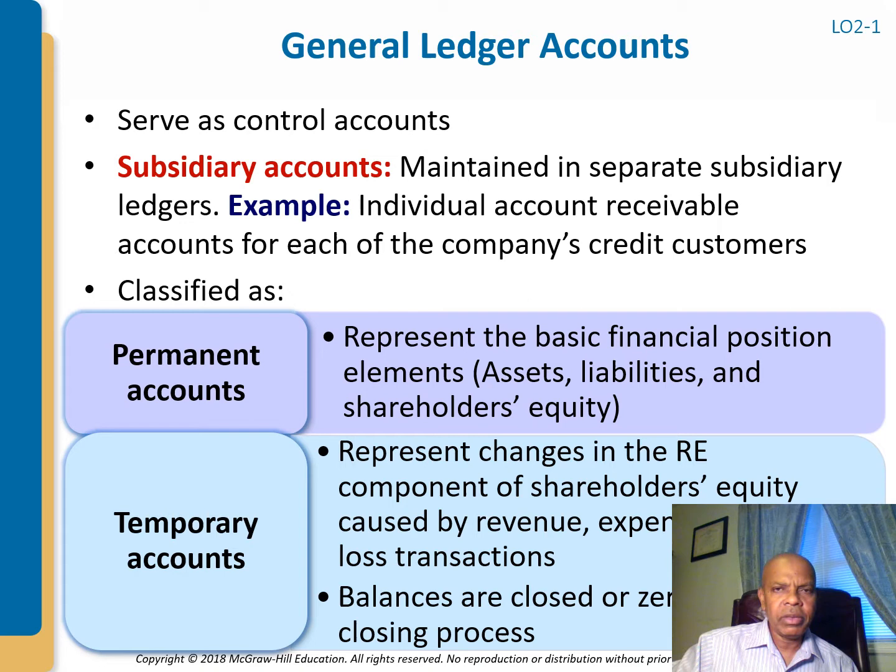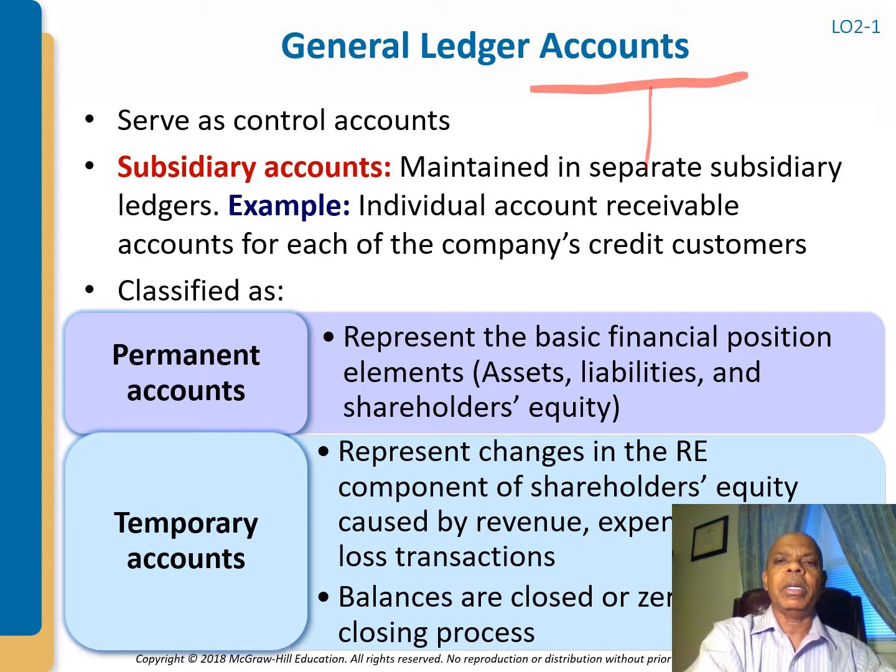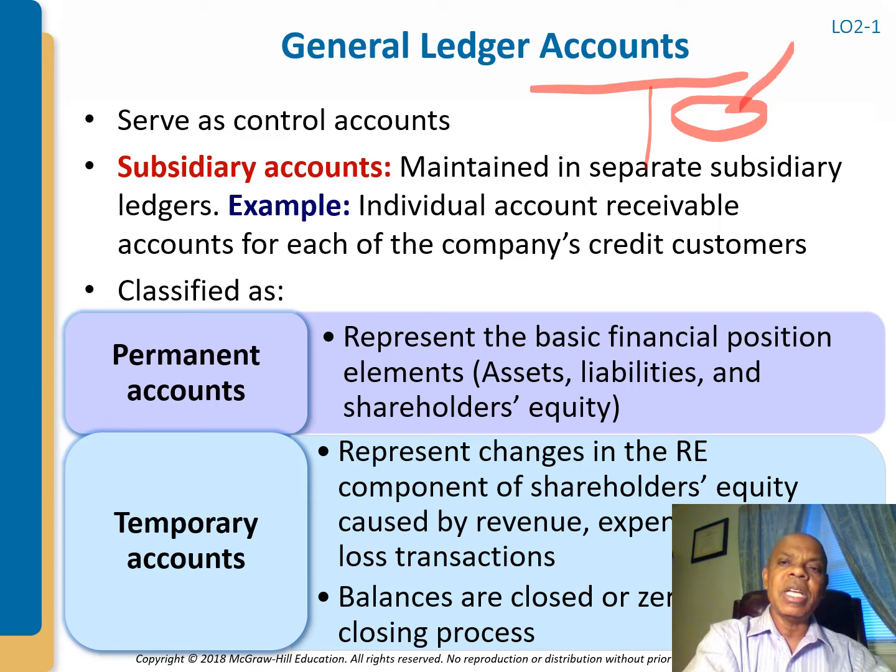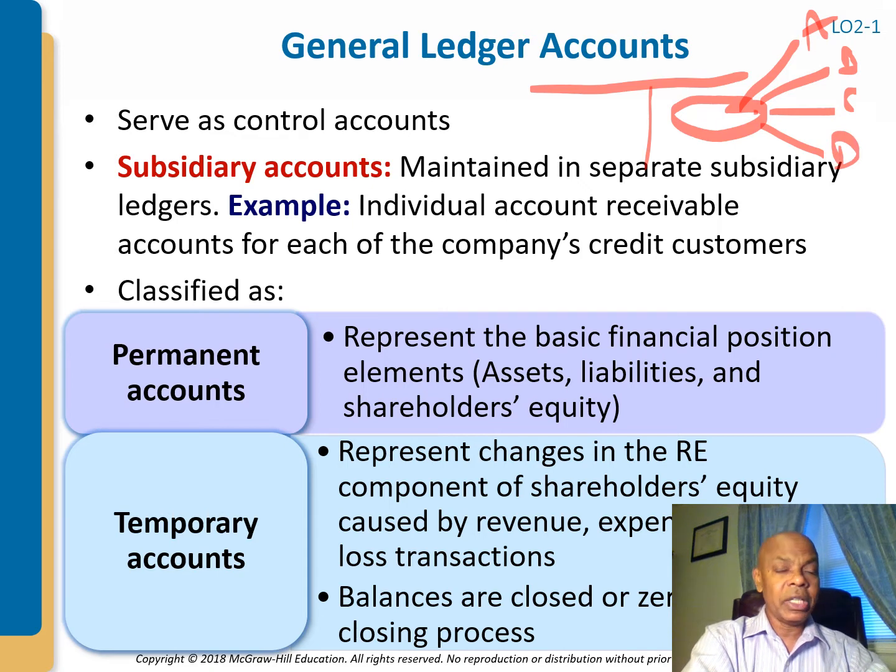General ledger. The general ledger serves as control accounts. Subsidiary accounts are maintained in separate subsidiary ledgers, for example, individual accounts payable. Now, what is that? I'm pretty sure you already know. General accounts are like the T accounts that we just showed. Now, subsidiary accounts. Suppose you have accounts payable, a T account. It's one number, a big number. So what the subsidiary ledger does is break this down by customer. How much I had to pay customer A, customer B, customer C, and D. Okay, that's what the subsidiary ledger is all about. Individual accounts receivable, accounts payable.